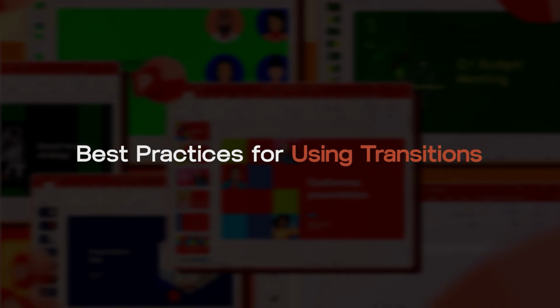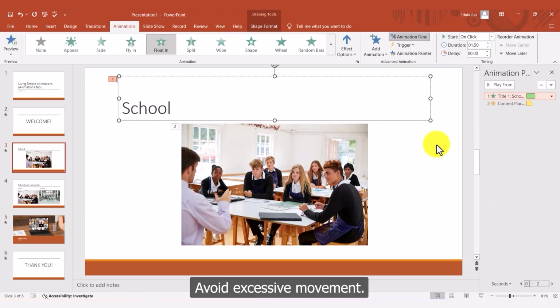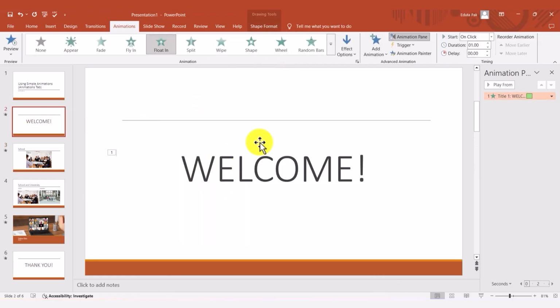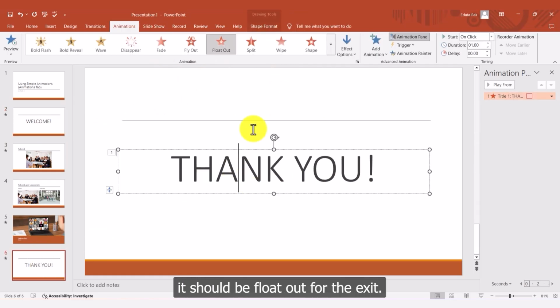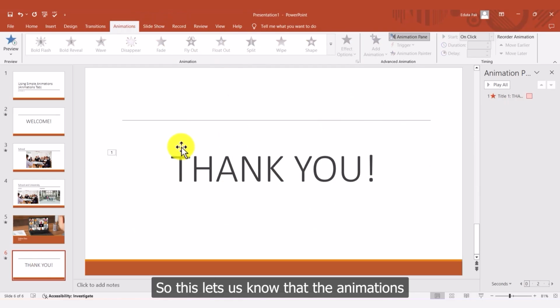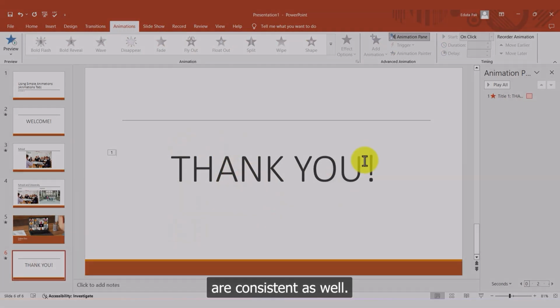Best practices for using animations. Keep animations simple and professional. Avoid excessive movement. Use animations to highlight key points, not as decoration. And maintain consistency across slides to ensure smooth transitions, as we have implemented float in for the entrance and float out for the exit. So this lets us know that the animations we have implemented are smooth and consistent as well.